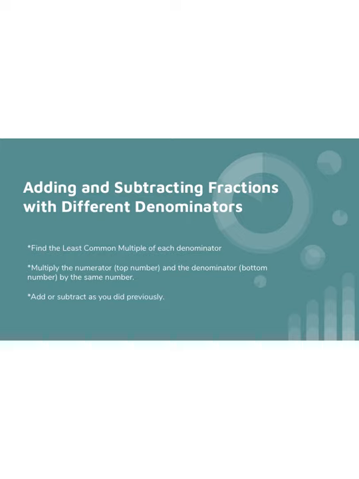Okay, so in order to do that, you're going to first find your least common multiple of each denominator, and then you're going to multiply the numerator, which is the top number, and the denominator, which is the bottom number, by that number. And then you're going to just add and subtract like you did before. Okay, so let's take a look at a couple of those.